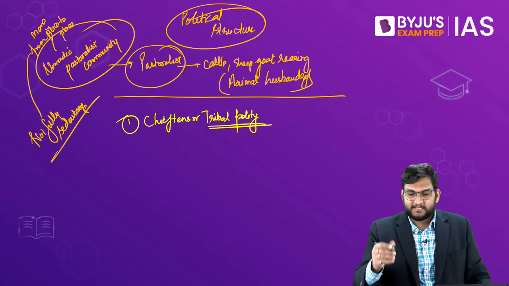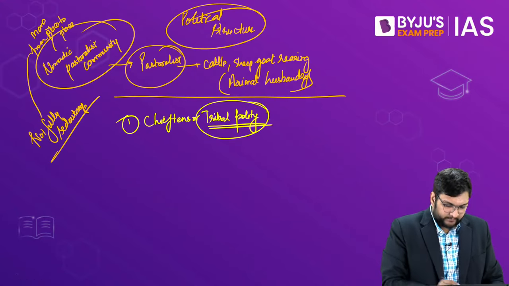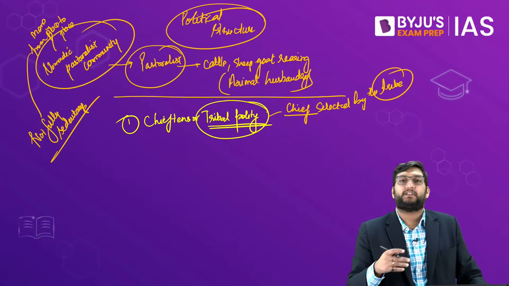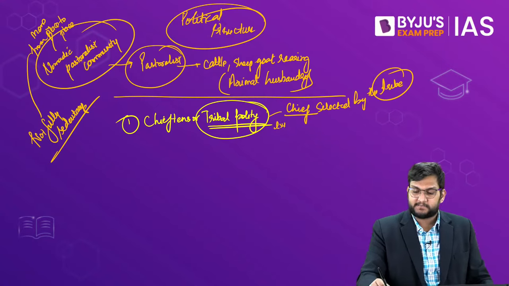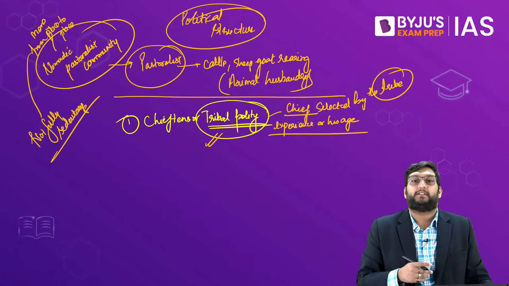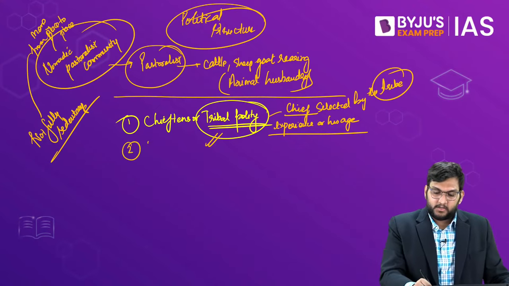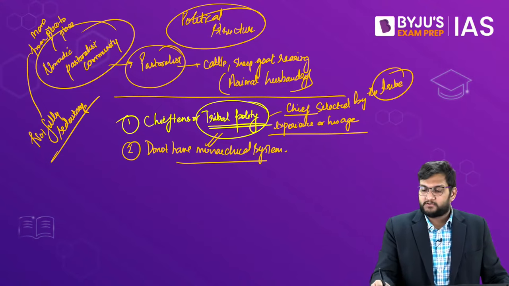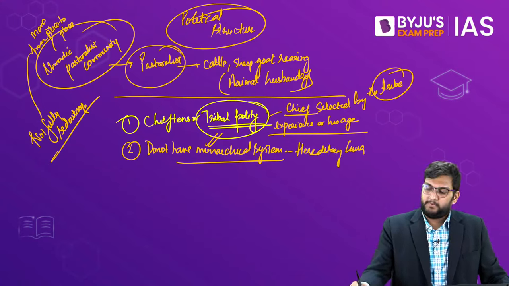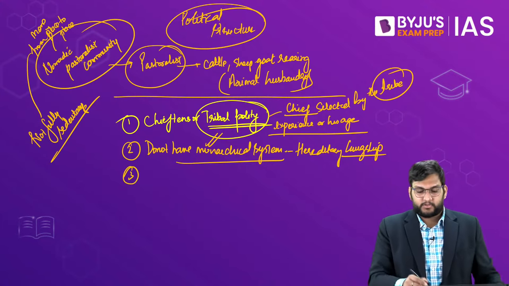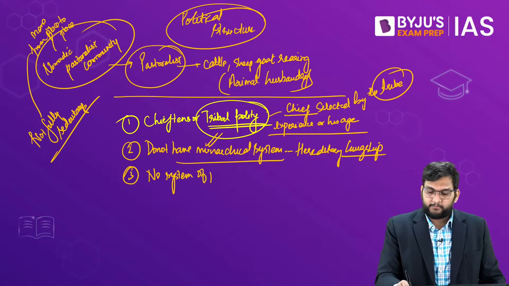What I mean by that is that the chief is selected by the tribe, and not specifically because he is of royal blood, but because of his experience or his age. So he is either an elder or, because he has a lot of experience, he's able to lead the tribe itself. So they have tribal polity, that is, chieftain. They do not have a monarchical system. So there is no hereditary kingship, meaning that the son will not automatically become the king because the father was the king. And third, and the most important, no system of proper taxation.